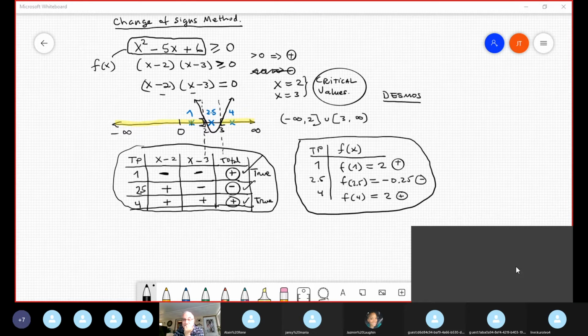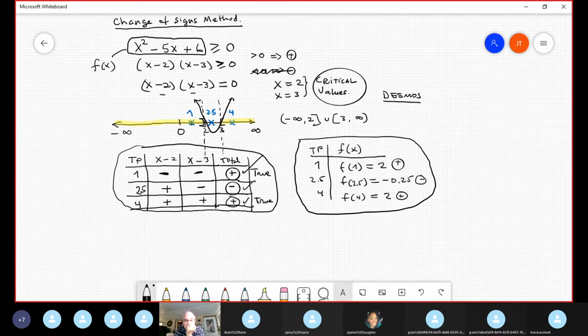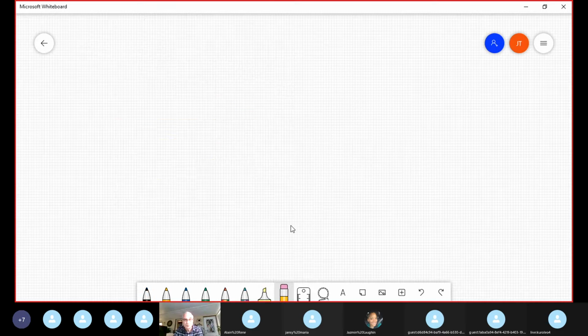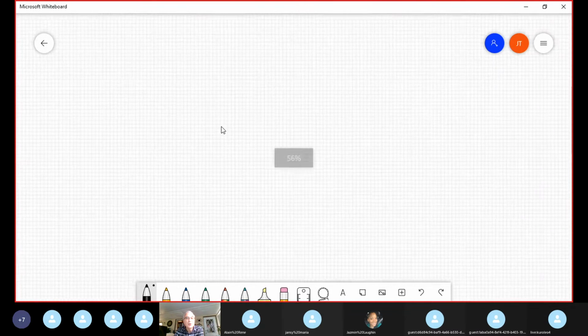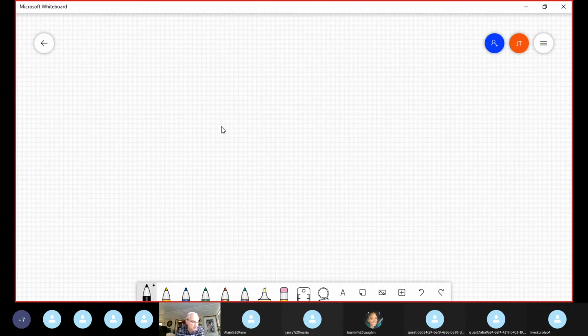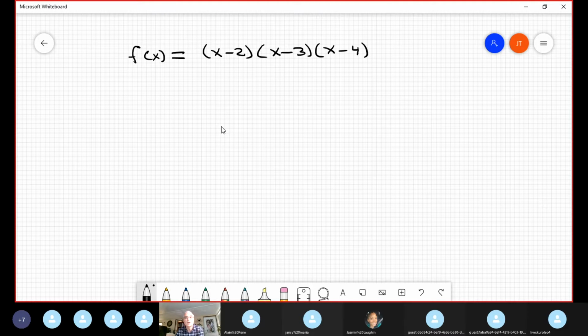What is the advantage and disadvantage? What is the advantage or disadvantage of this? Suppose, I don't want to solve this problem, but I illustrate the disadvantage of the classical method. Suppose that we have 3 factors. Suppose that f of x is x minus 2, x minus 3 again, but x minus 4. We have only 3 factors. And this is the inequality, maybe again greater than or equal to 0.